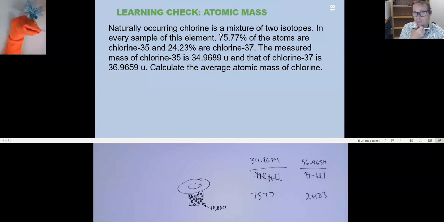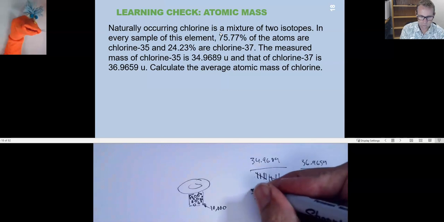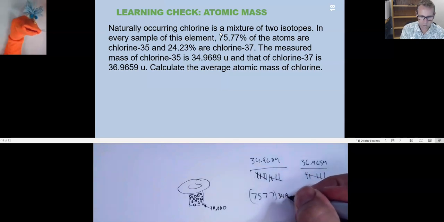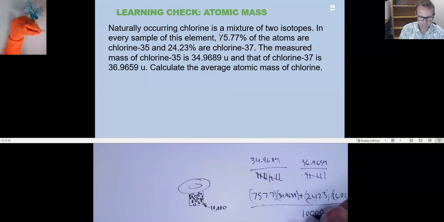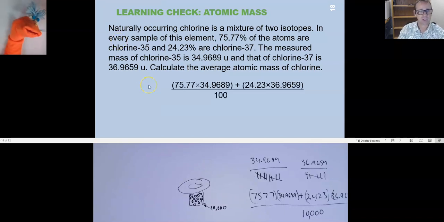And now I want to find the average mass. And notice that it's not just adding these two together and dividing by 2. The way I find the average mass is take how many of this there were times that, plus how many of this there were times that. So this times the 34.9689 plus this, how many of them had that mass, times the 36.9659 divided by my 10,000. Okay? And that is going to be the average mass.